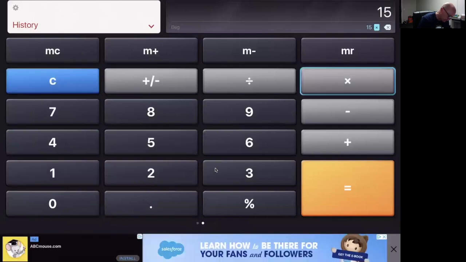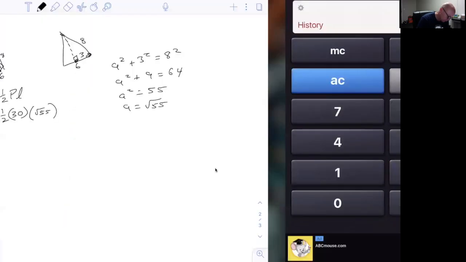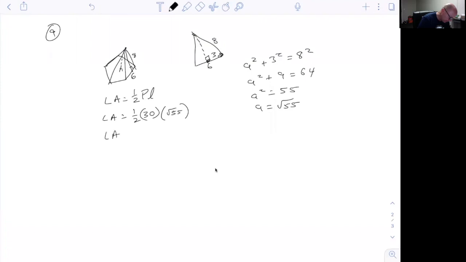15 times the square root of 55 gives me 111.24. So the lateral surface area is 111.24. Now we're going to add that to the area of the base.